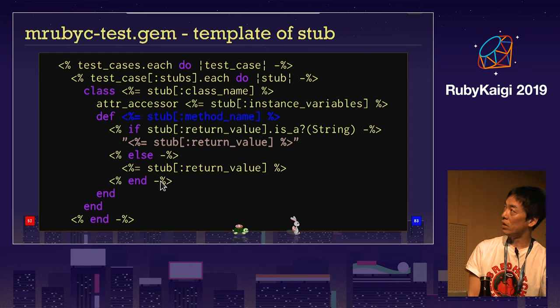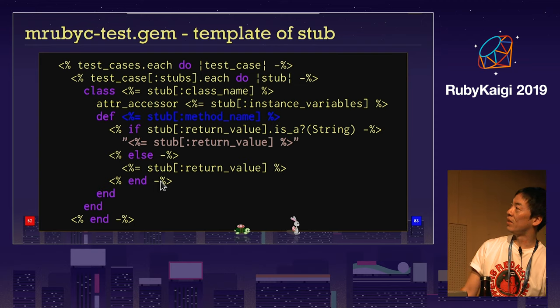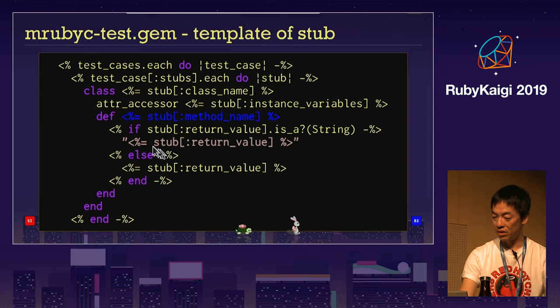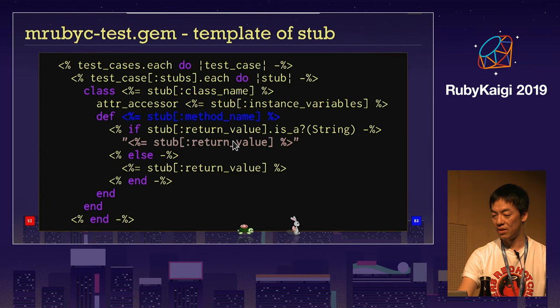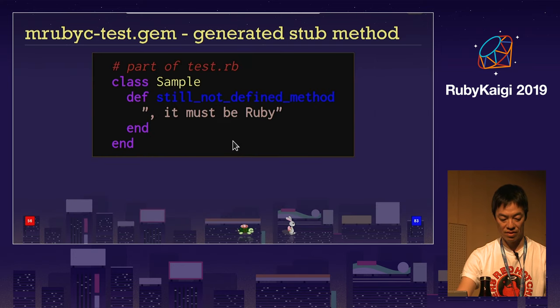It iterates by test cases, and inside it iterates by stubs, writes the class name, makes an accessor, and the definition of the test method. And if it has a stub, write the return value like this. Okay.